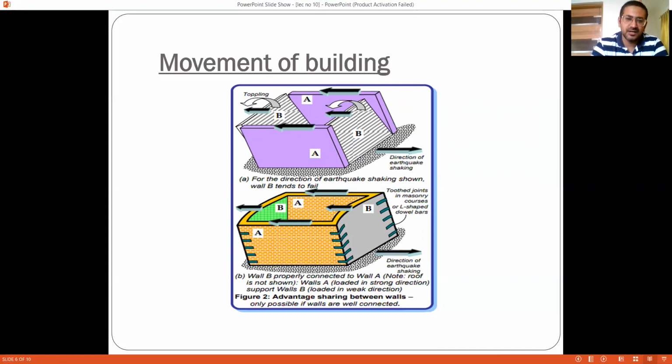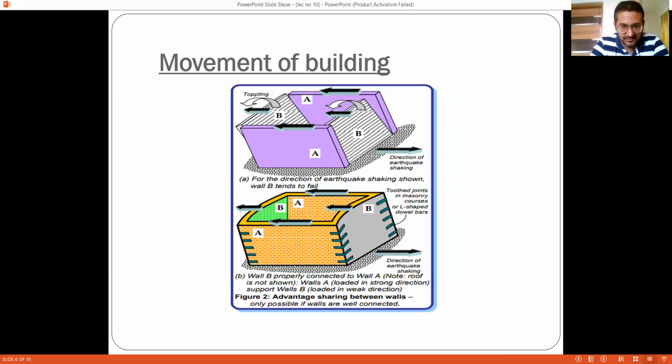Now, how do we avoid this type of failure? The simple answer to this question is that we need to ensure that the roof, walls, and the foundation, all these three elements act together like a box structure, right? How can this box structure or this box effect be developed? That is, the connection between the shorter walls and longer walls should be such that they remain intact when the horizontal forces are applied on this particular type of structure.